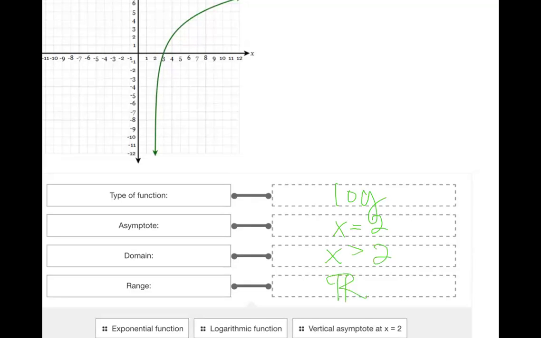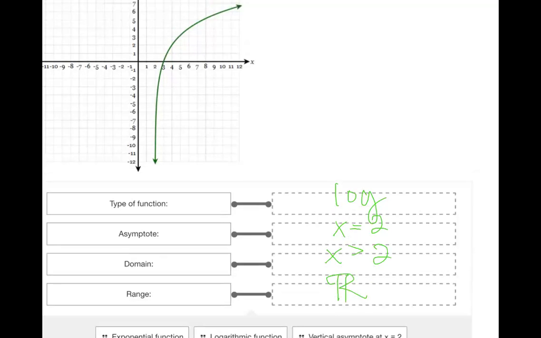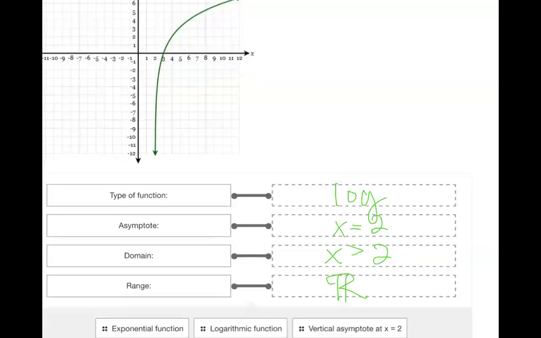And I have to pause for just a second. Sorry about that. And here we go. Let's see. So let's erase all this and go to the next one.